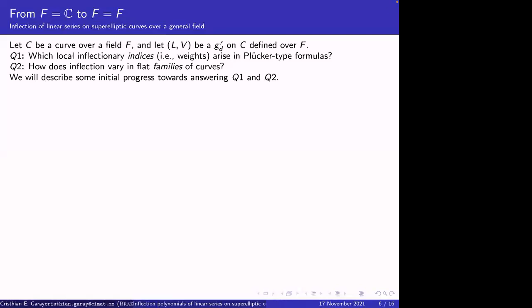Anyways, we have two main questions. The first one is, if we can make somehow sense of the previous study over this general case, and if that's the case, what are the weights associated to this vanishing sequence locally on the points of the curve? And the second is how this behavior varies when we make the curve vary in a family. So we will describe some progress on these questions.